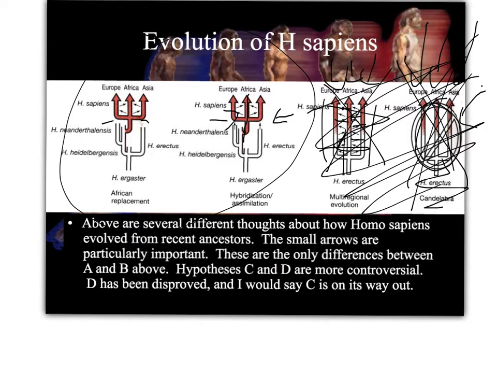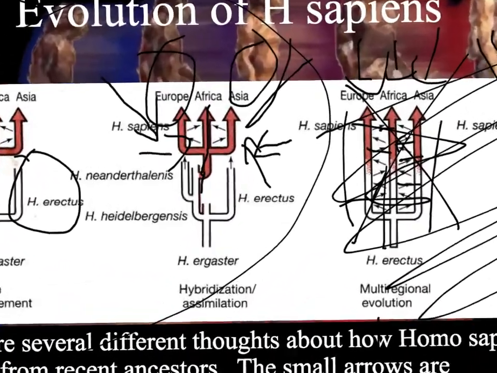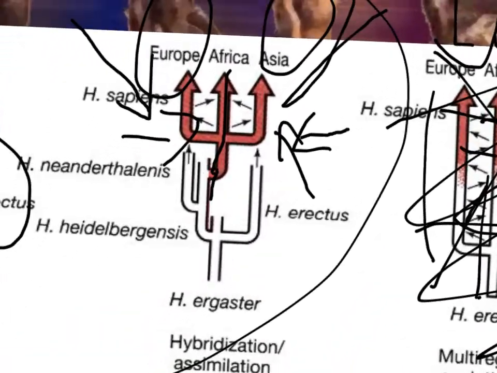Now, in this theory, there was no breeding with Homo erectus and Homo neanderthal. In this theory over here, we say that Neanderthal has some genes, and people of European descent and people of Asian descent have some Homo erectus DNA or genes. When we're looking at the fossil record over time, that seems to be the more likely scenario, that there was some intermingling of those previous groups.